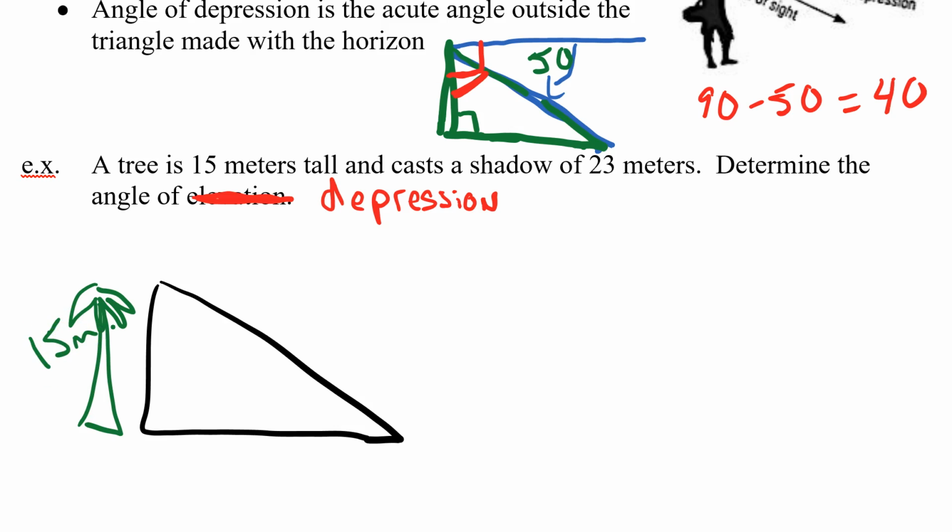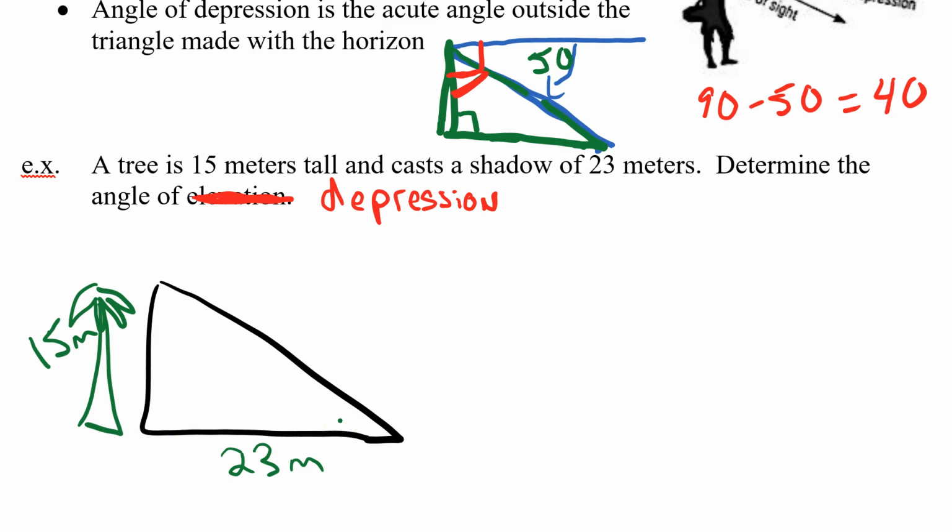And it casts a shadow of 23 meters. Well, where do you see a shadow? Well, you see it on the ground. So this is where my shadow would fall, 23 meters. A common mistake is to think that the shadow would be the diagonal line. Well, that's technically where the light is being blocked, but you see the shadow and you could measure a shadow along the ground.